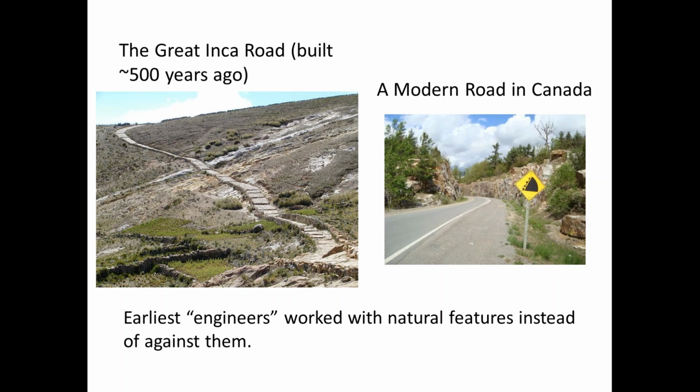So instead of blasting through the mountainside, they sloped it along the side of the hill. And this went through mountains, it went through jungle, it went through all types of different terrains. It was designed in a way that it's held up over 500 years and it's still in good shape. Today, when we want to make a road, we tend to blast through whatever rock formation we have to get through, and we make the landscape adapt to the road instead of the opposite way around.